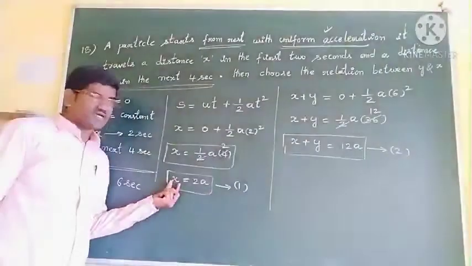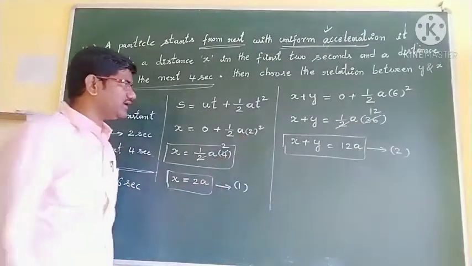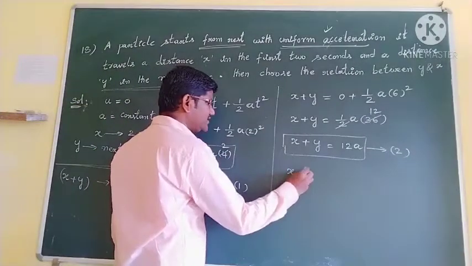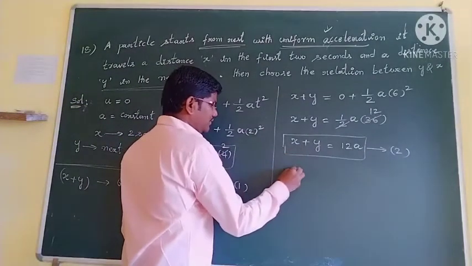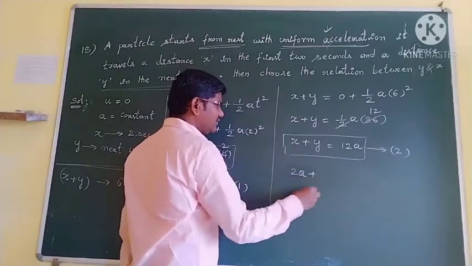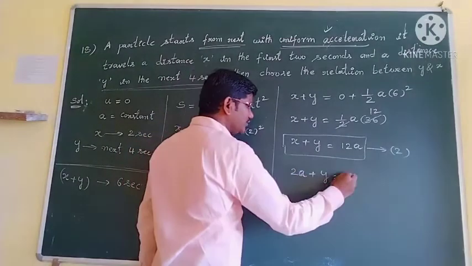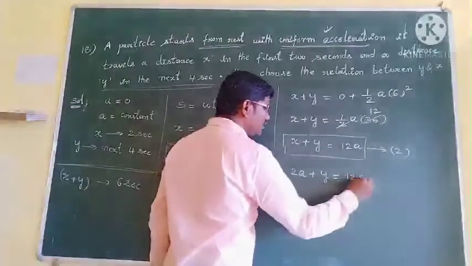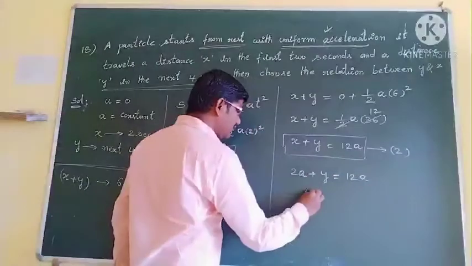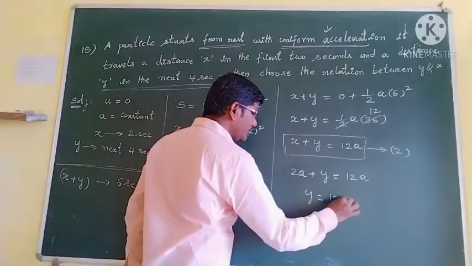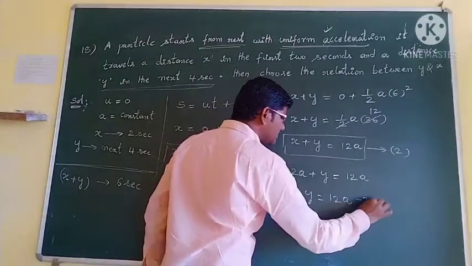So instead of x, if I substitute 2a there, then 2a plus y is equal to 12 into a, then y is equal to 12a minus 2a.